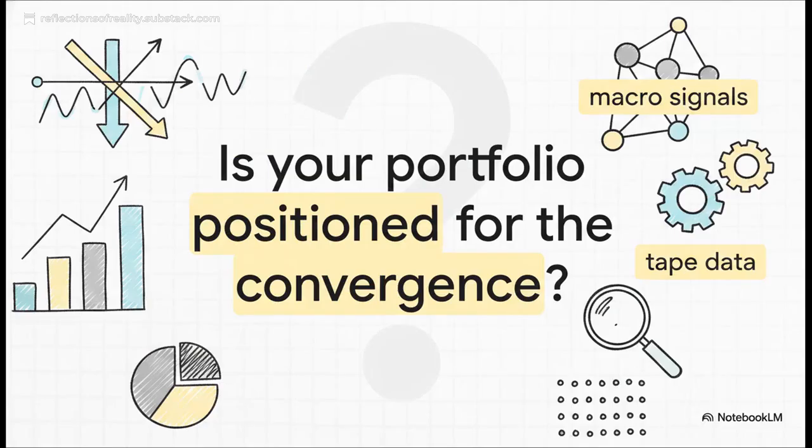We've walked through the probabilities, we've looked at the actual tape data, and we've examined the tactical executions. Given the massive, undeniable divergence between these structural world risks and your standard institutional assumptions, it leaves us with one incredibly vital question. Is your portfolio actually positioned for the convergence of these macro signals? Are you prepared for what the tape is showing us?